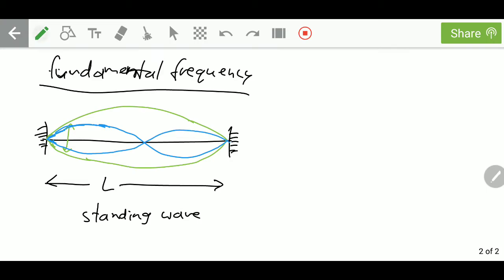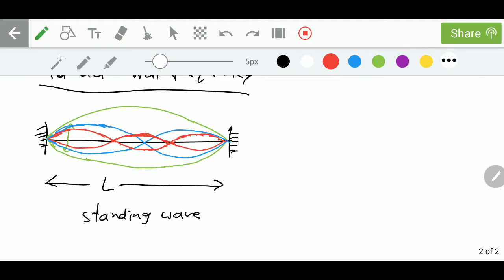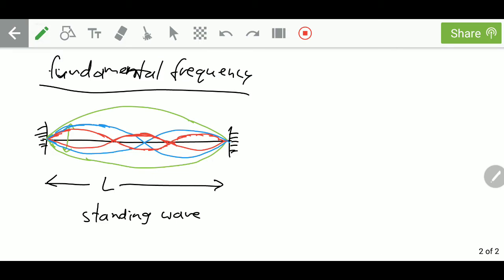Then you'd have one that oscillates 3 times, so I'll just draw one more. Not sure how accurately I will be able to draw this, but it should look something like that. Probably not exactly the best drawing, but it should be good enough. And so on, and you'll have higher order ones, higher harmonics as well. So what is the frequency of this fundamental?